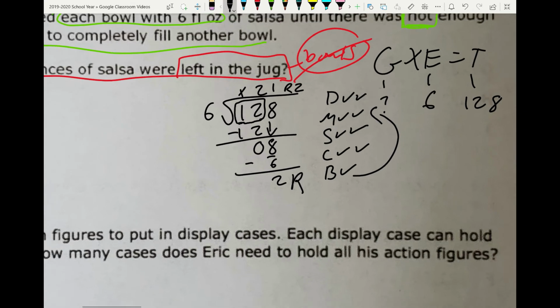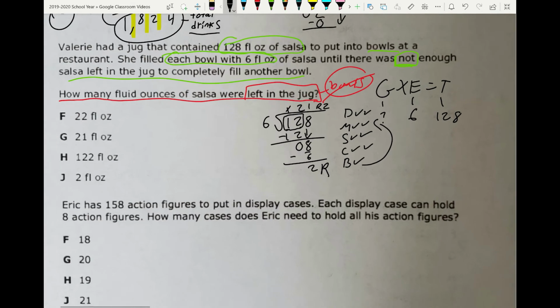Okay, let's look at the problem. How many fluid ounces of salsa were left in the jug? So what's left over? I have 21 with a remainder of 2. So are we going to ignore the remainder, focus on the remainder, or trash it? I know I'm going to have 21 bowls, but what's going to be left over? At least 2 fluid ounces.